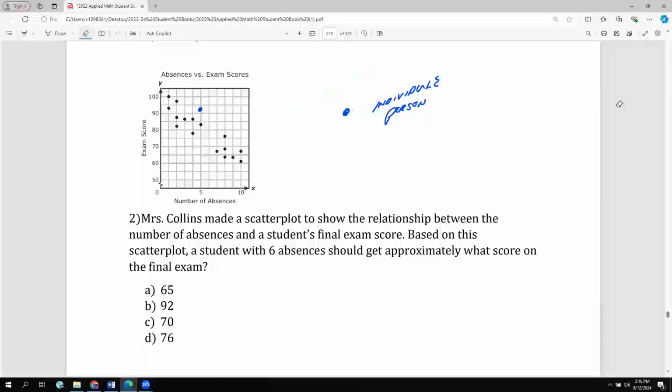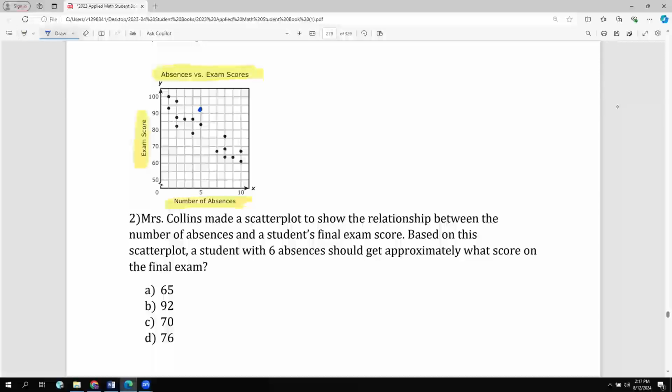Now, when we look at this, again, do you still see a title? I'd say, yes, I still see the title. This is absences versus exam scores. So this is a great representation of what makes a scatter plot special. It's comparing absences and exam scores.